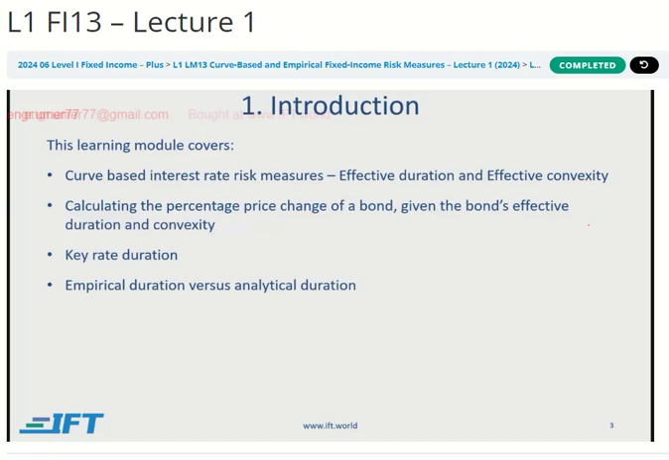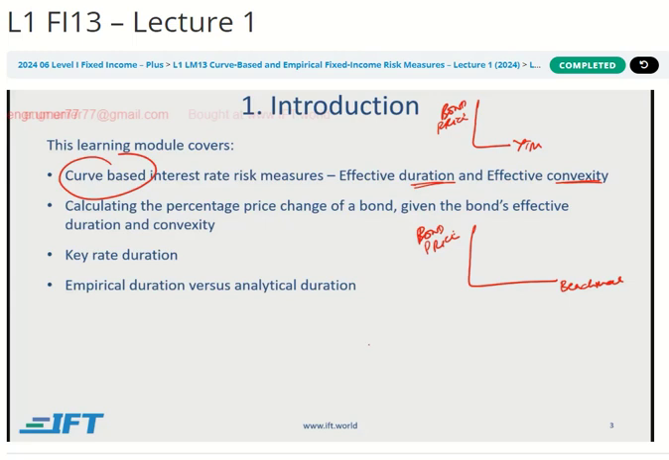So as discussed in this learning module, we'll first be looking at calculation of duration and convexity, not based on a bond's own YTM and comparing that to its price, but instead the bond's price is compared to the benchmark interest rate, right? And that is what is meant by this curve, that you take the yield curve. This is the yield curve of the benchmark, whatever that benchmark is.